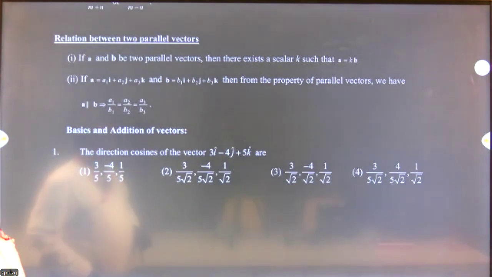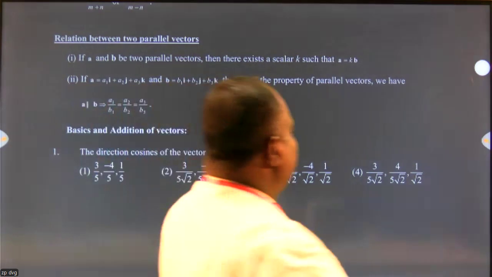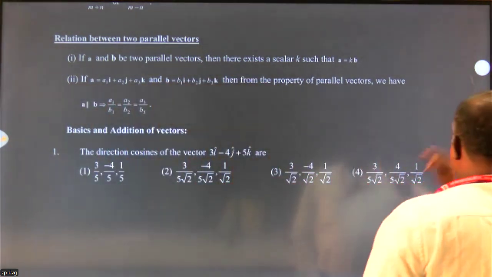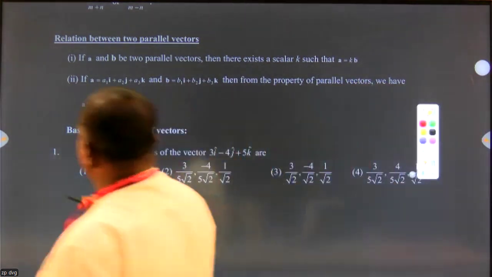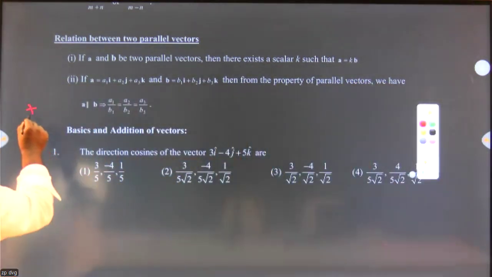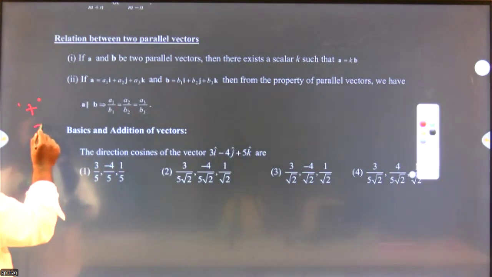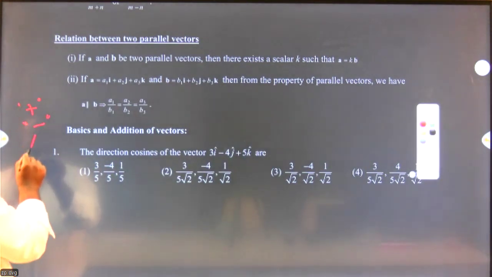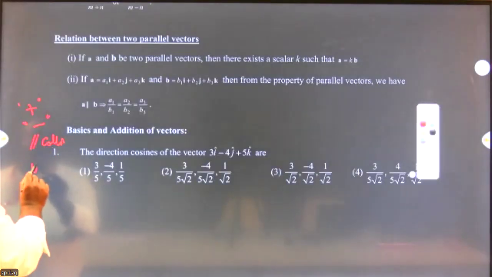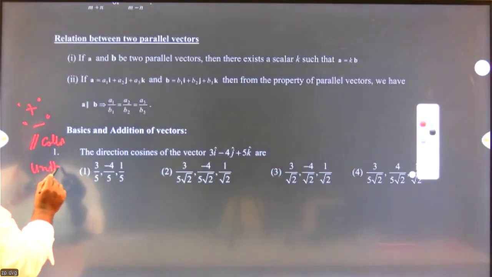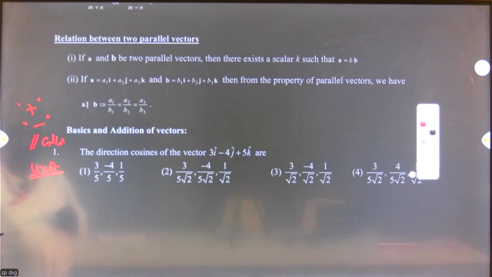And they will ask questions mainly on the basics we are discussing now. In the next class, we are going to discuss the product of vectors. Here I discussed addition of vectors, subtraction of vectors, and parallel or collinear vectors. And mainly today we discussed unit vectors. More questions are asked on unit vectors.